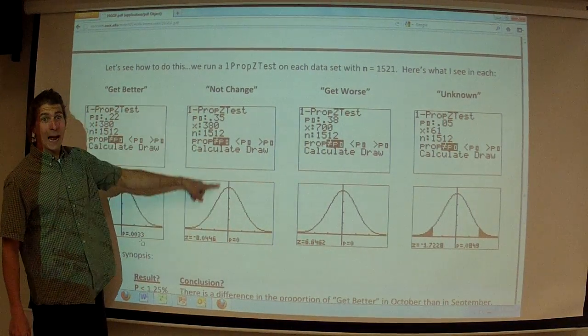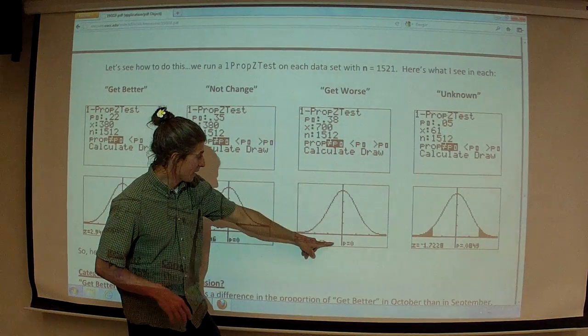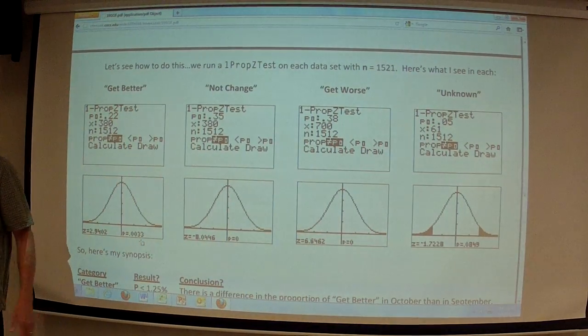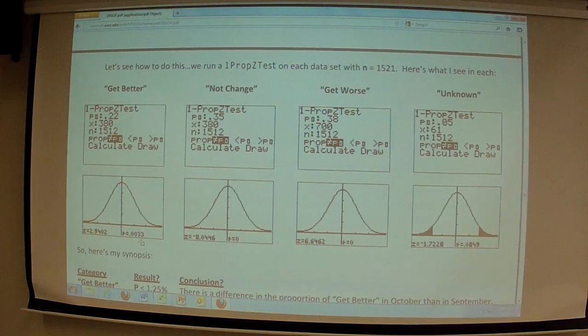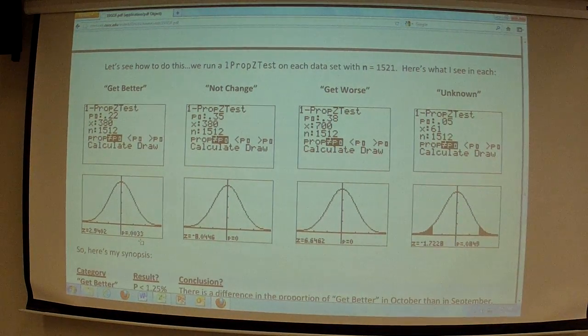Yes. So, not changed. How about get worse? Yes. How about unknown? No. Unknown is essentially still at the same percentage it was, nominally 5%, plus or minus 5%. Now, the question in E3 was, and I put the conclusions down here for you.